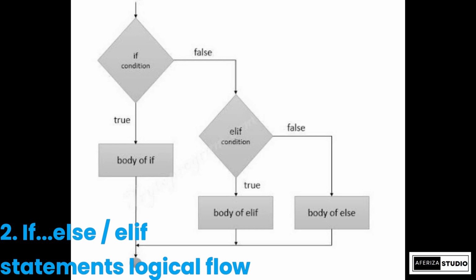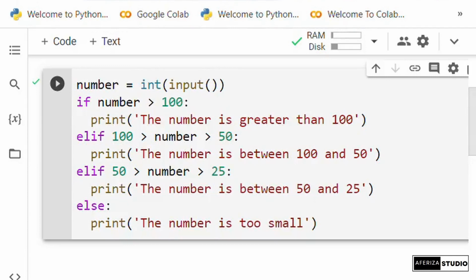Number 2, if, else or elif statements. In Python, we use the elif statement to try out several conditions and execute only if a condition is satisfied. The picture shows the elif logical condition statement, and this is the example of elif code running.